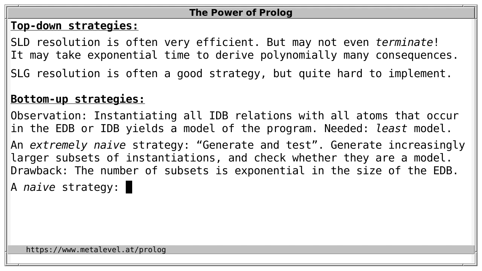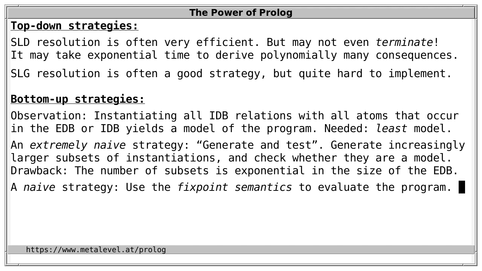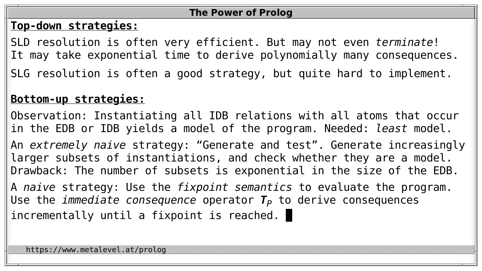And fortunately, we can do a lot better because the fixed point semantics gives rise to an evaluation strategy that's still somewhat naive, but much more efficient. It can be defined in terms of a transformation TP called the immediate consequence operator, which derives all consequences it can find for each rule until a fixed point is reached. This runs in polynomial time in the size of the EDB. That's because each application of TP can be performed in polynomial time, and there can be at most polynomially many solutions if we consider the rules fixed.